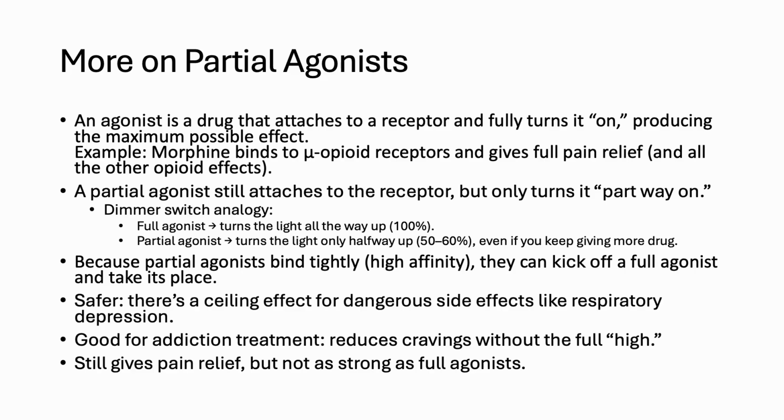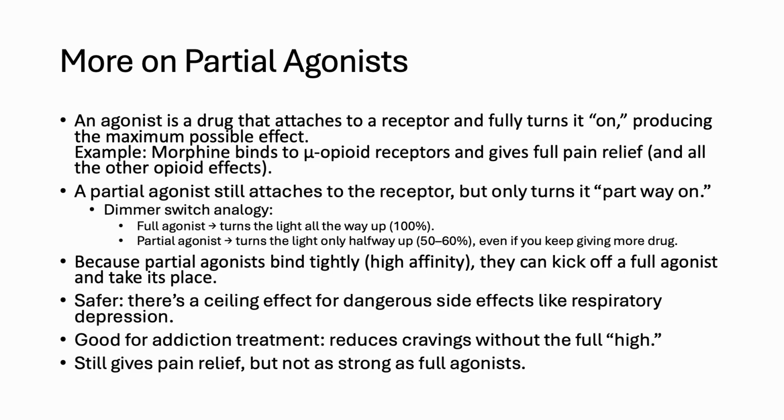So an agonist fully turns a receptor on and it produces the effect. Like morphine, it binds to the mu receptors, full pain relief. A partial agonist still attaches, but it doesn't turn it on all the way, so it's fully attached.